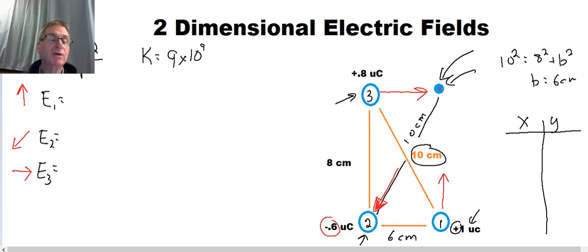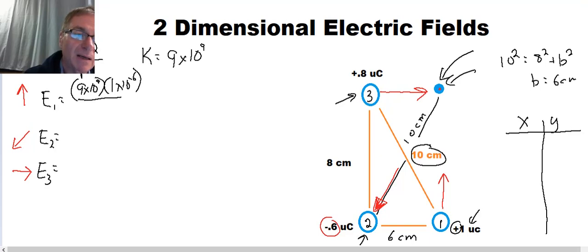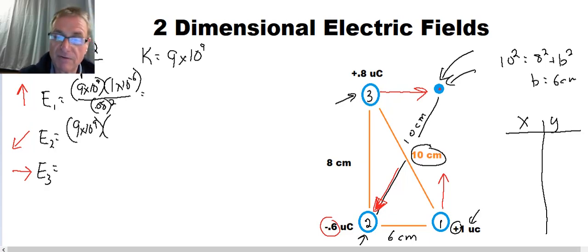Let's actually calculate the values of the electric fields. The first one's going to be K, which is 9 times 10 to the 9th, times Q. Well, for E1, Q is 1 microcoulomb, or 1 times 10 to the minus 6th coulombs, divided by the distance between them squared. Well, that's 8 centimeters, or 0.08 squared. Okay. E2 is going to be 9 times 10 to the 9th times the value for E2, which is 0.6 times 10 to the negative 6th coulombs, all divided by the distance between them, and that distance is 10 centimeters, or 0.1 meters squared. And I'm leaving the units out just to save some room on the board here.